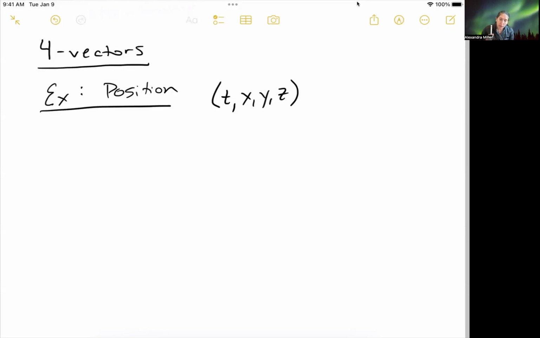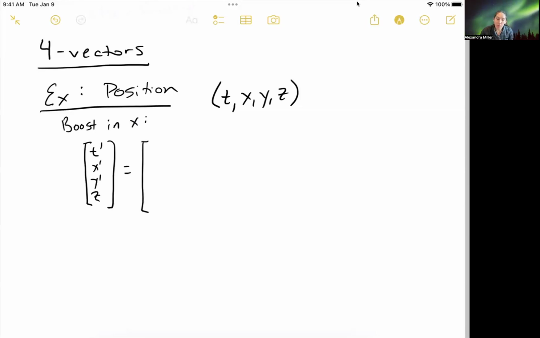Now recall the coordinates that this object or this event take on depend on the frame of reference. And we saw that, for instance, in the example of a boost, these position coordinates transform in a very well-defined way. So, for instance, if we have a boost in the x direction, we have some new coordinates, which we're labeling with primes, t prime, x prime, y prime, and z prime. And we transform them with this Lorentz transformation matrix, which looks like this.